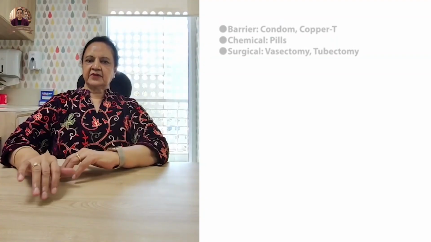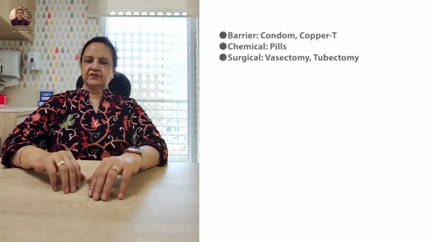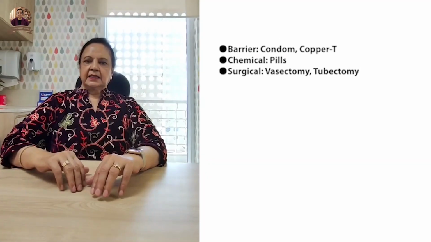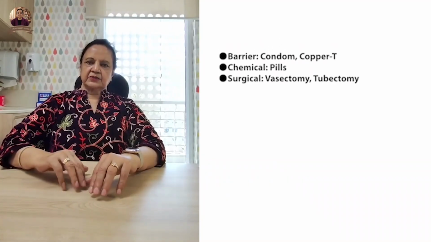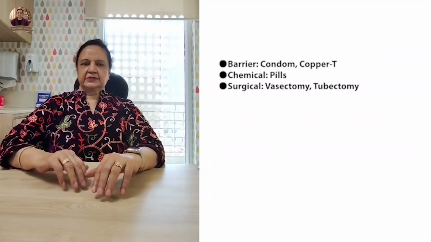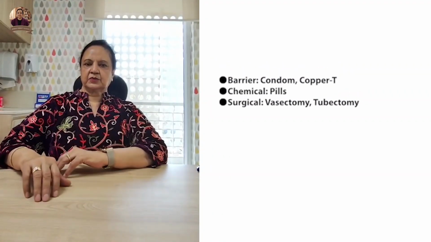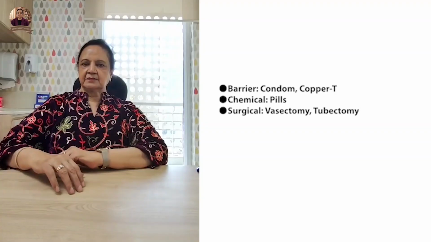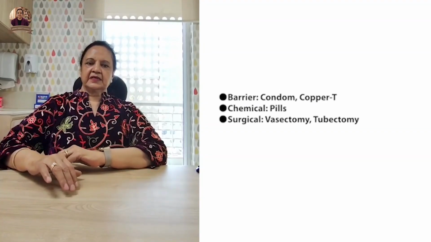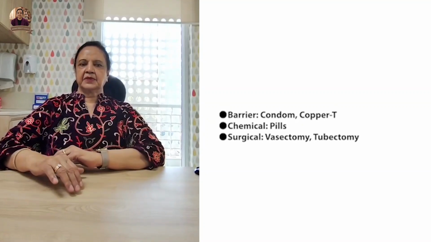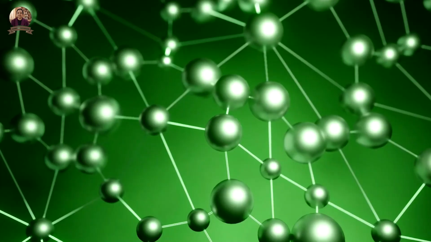Contraception prevents pregnancy. A number of different methods can be followed. Barrier method, like the use of condoms, also prevents STDs. Chemical methods, pills, change the hormones. Surgical method: vasectomy in males and tubectomy in females. These are the permanent methods.